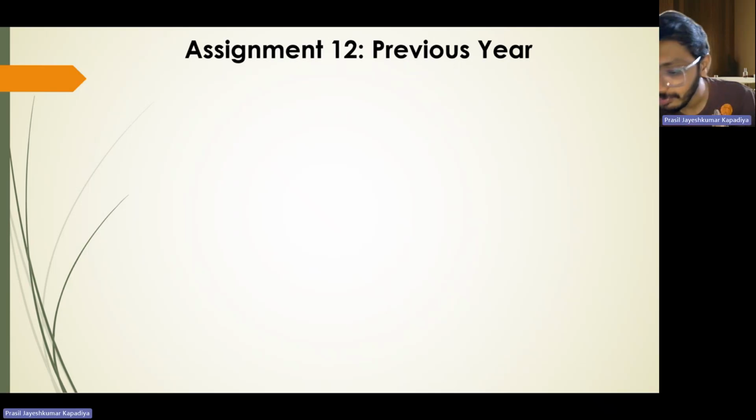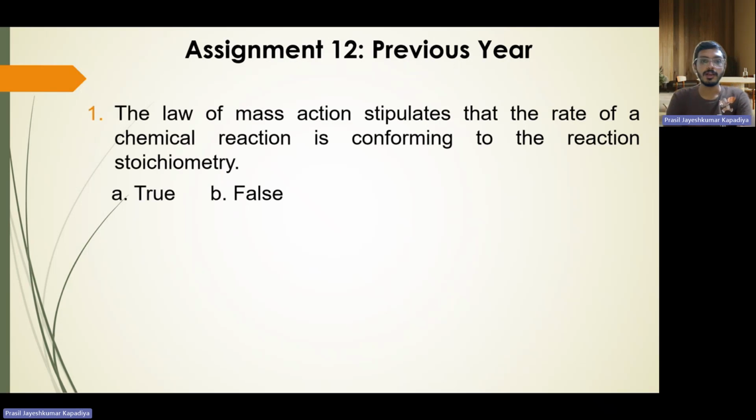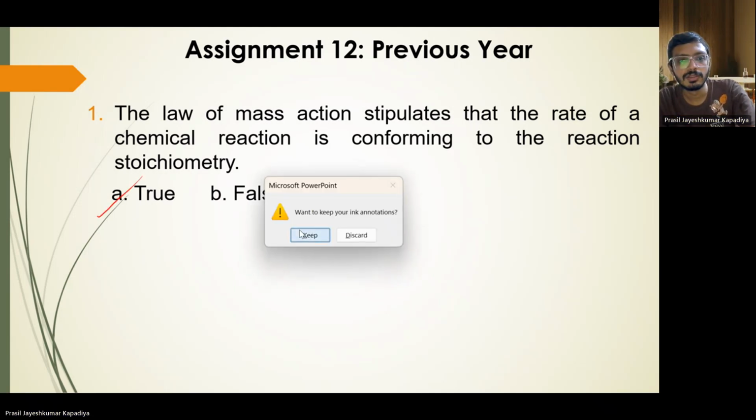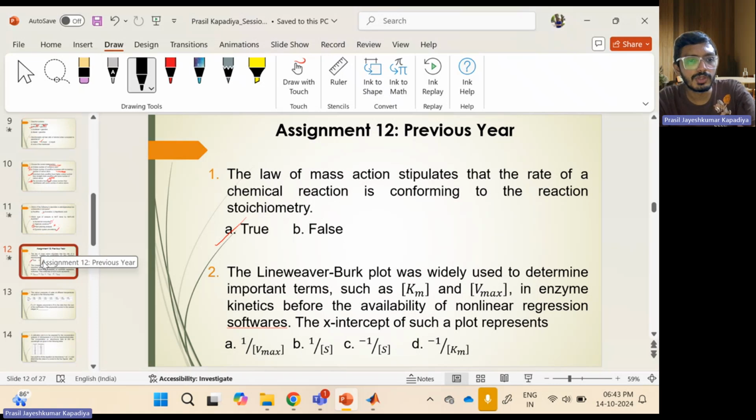So let's start with data fitting problems. My first problem is from the theory questions that you have learned in your class. The first question is: the law of mass action stipulates that the rate of a chemical reaction conforms to the reaction stoichiometry. So this sentence is completely true. How? This is from your theory.